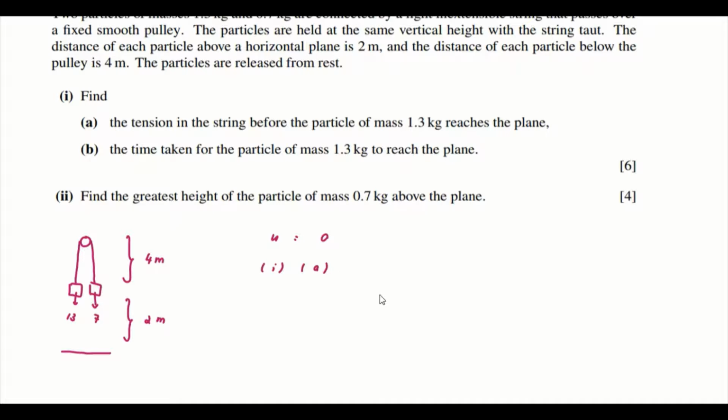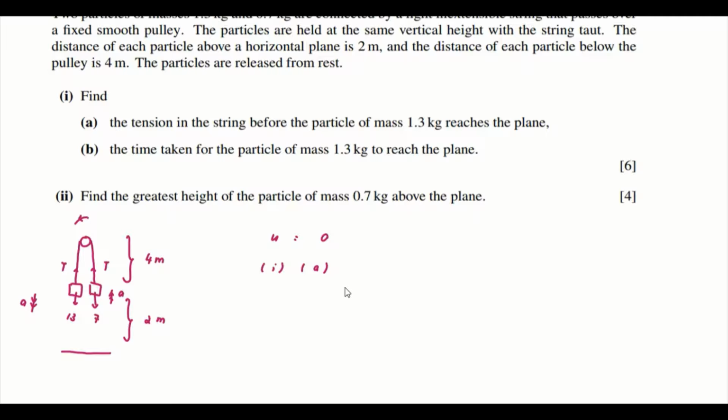Alright, so the tension in the string before the particle of mass 1.3 kg reaches the plane. Which means before you release it, we have the tension. This particle is heavier, right? So that's why going down is positive for this side, then this part will be going up. So we denote going up as positive, so this pulley will move in this direction. Okay, so now let's try to solve it.